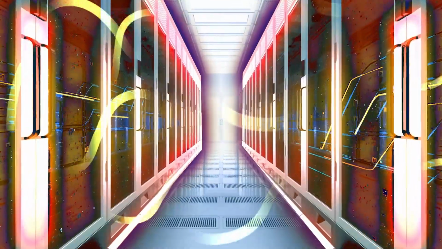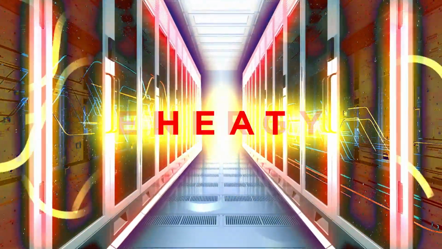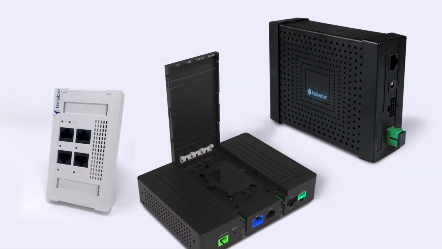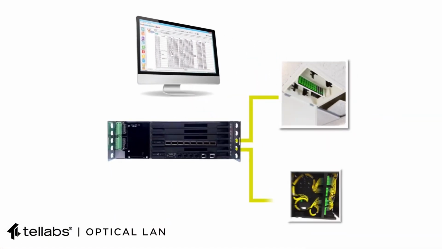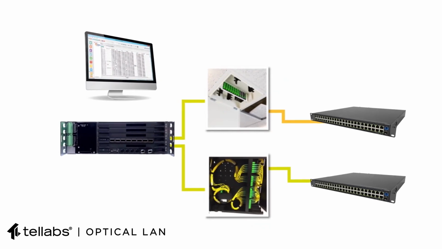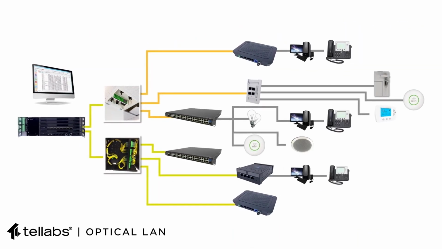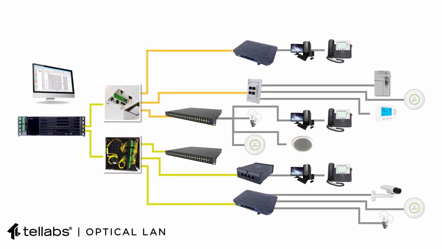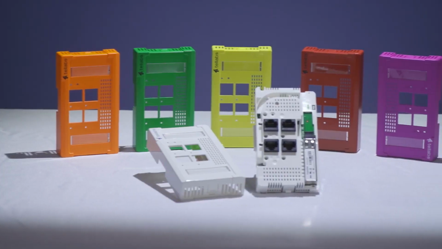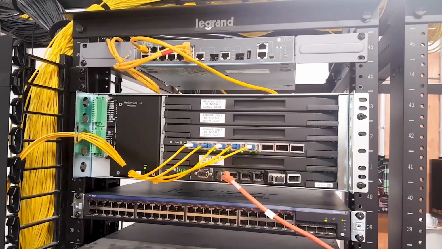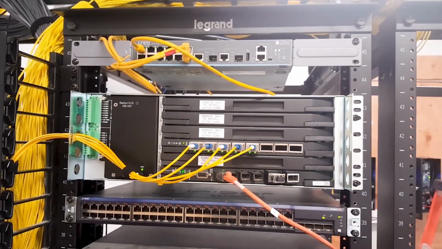So how can you better align real space, energy, heat, noise, radiation, and cost impacts with your true LAN requirements? Tellabs Optical LAN is a better way to build and operate networks. Optical LAN leverages the limitless bandwidth of fiber optic cabling. It's based on passive optical networking technology and converges networks and services over future-proof fiber cabling.